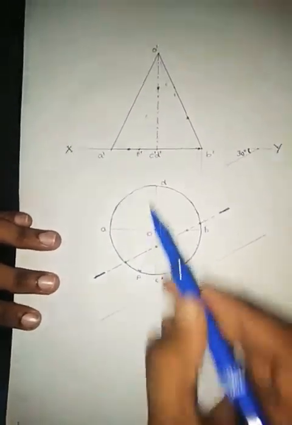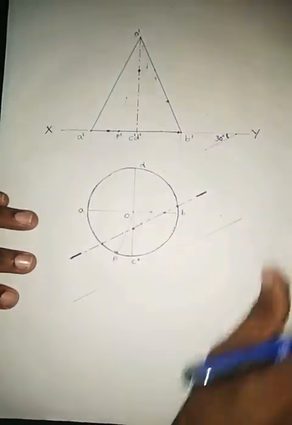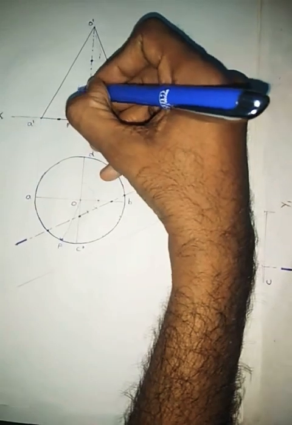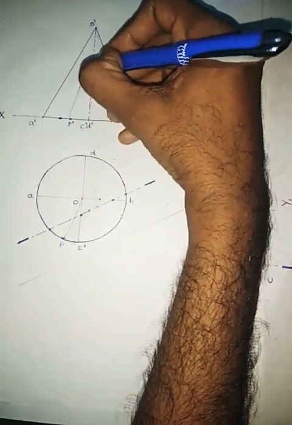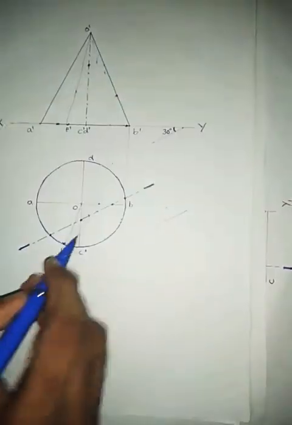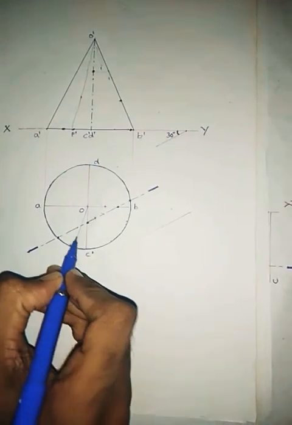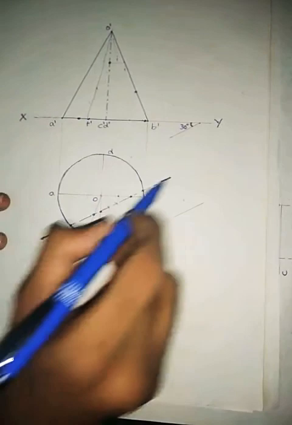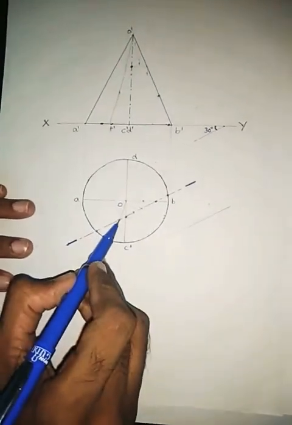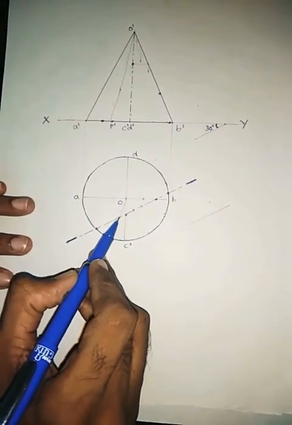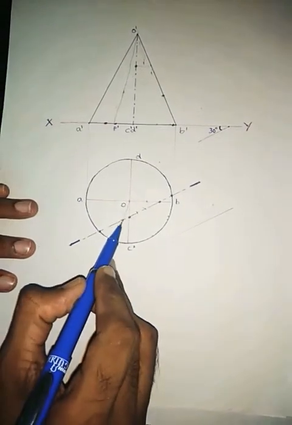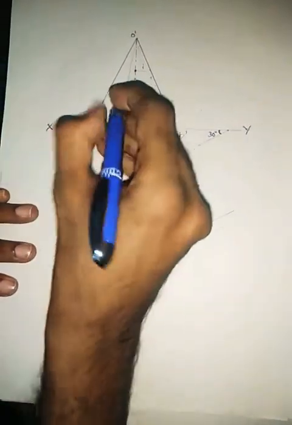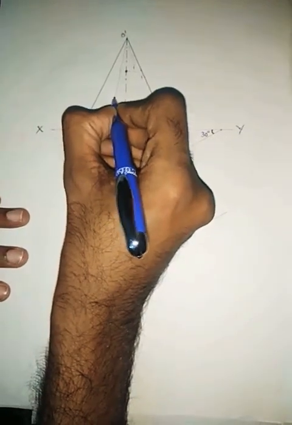So I have to transfer this line to here. Just join P dash to O dash. I'll be getting a generator like this. So I'm having a point now here. This section plane will be touching this generator at a particular point. That point is lying on OP, so that point has to lie on O dash P dash. So you just project it till O dash P dash, you will be getting a point here.